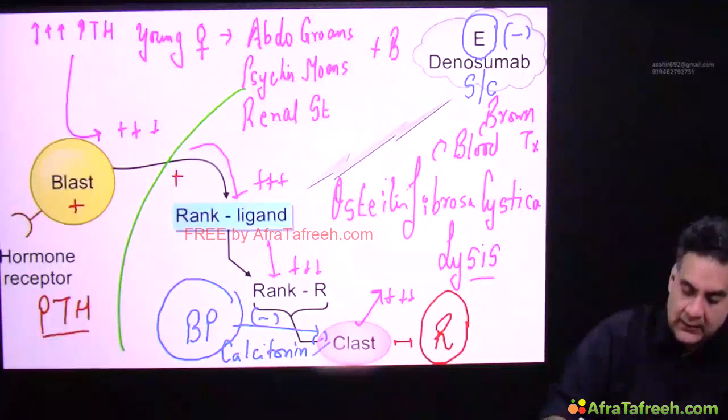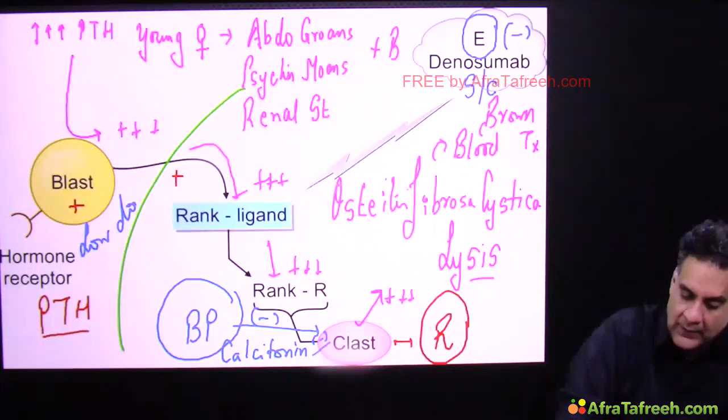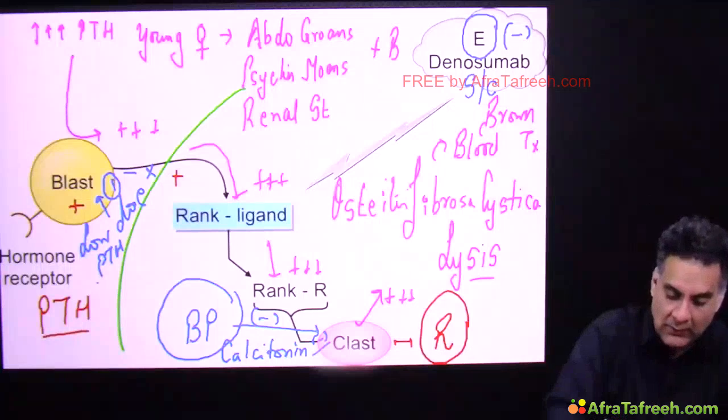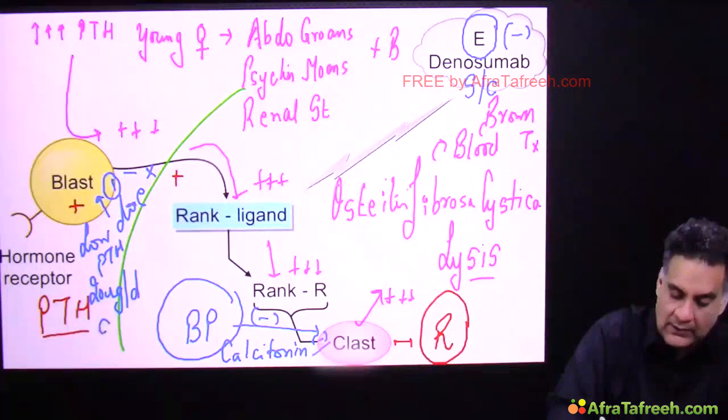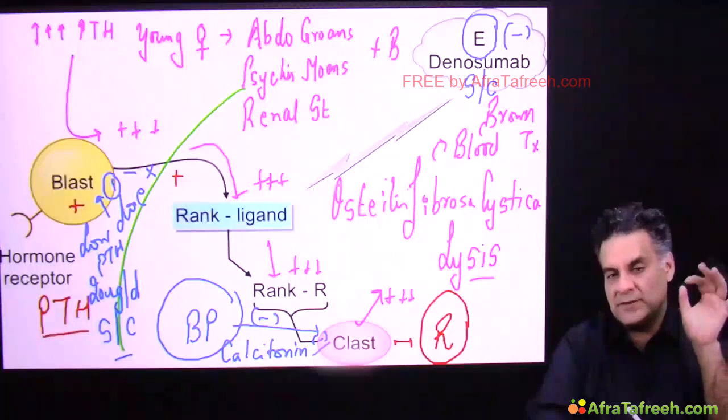But then you can give low dose, mind you, PTH, which will only stimulate the osteoblast, will not release the rank ligand. This low dose is how much? 20 micrograms per day. How? Subcutaneous. This is stimulating the bone formation cycle.